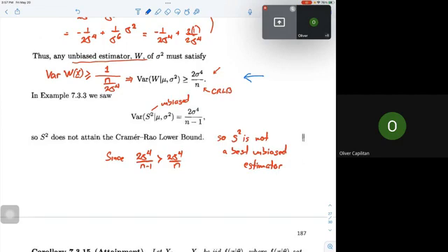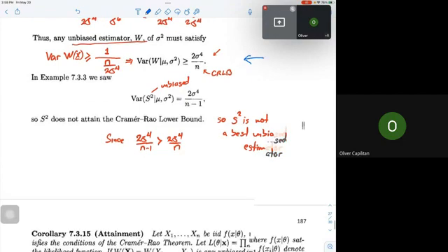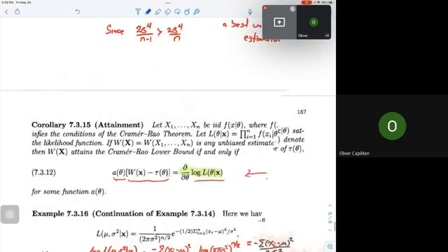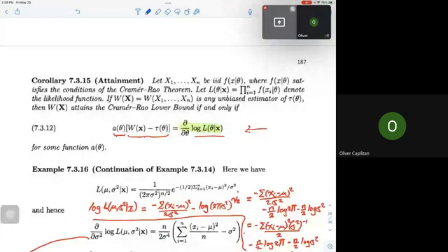Kung hahanapin natin kung ano yung unbiased estimator that would attain the Cramer-Rao lower bound, nagbigay tayo ng example dito, itong sample square, unbiased man siya, pero hindi naman siya naka-attain ng Cramer-Rao lower bound. So yung sample variance, S square, is not a best unbiased estimator. Kung hahanapin natin kung ano yung unbiased estimator that would attain the Cramer-Rao lower bound, then we're going to use this corollary. Understood?